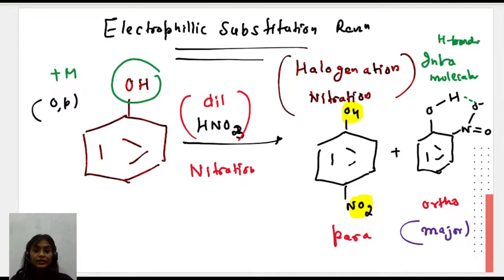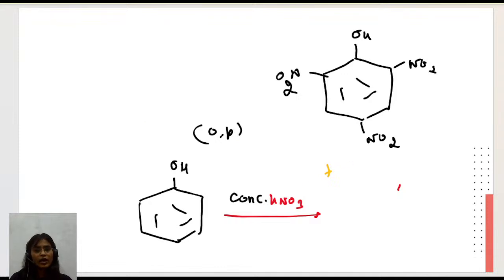But in the same phenol, suppose I use concentrated HNO3, we end up with this thing, and what is it? It's nothing but picric acid. And do you know, it's a yellow color, even a very intense yellow color.